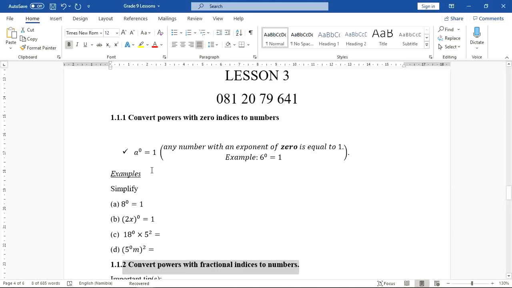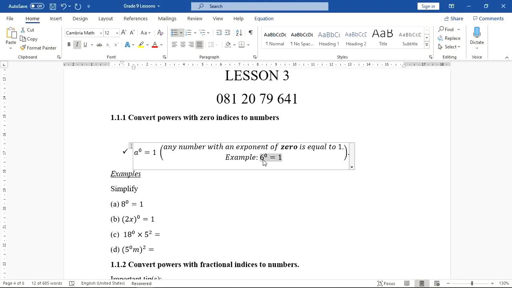For this part, you need to remember that any number or any power with an exponent of 0, or an index of 0, is equal to 1. You can even confirm this on your calculator. Punch in 6 exponent 0, and you must get 1. In higher grades, you'll be expected to show the proof of why any number to an exponent 0 gives you 1. But for now, just remember that any number or any algebraic expression with an exponent 0 simplifies to 1. Now, let us look at these 4 examples.